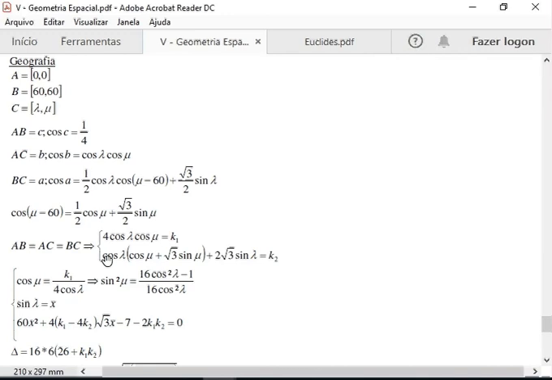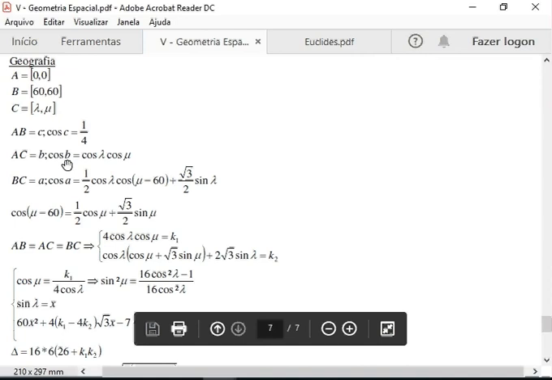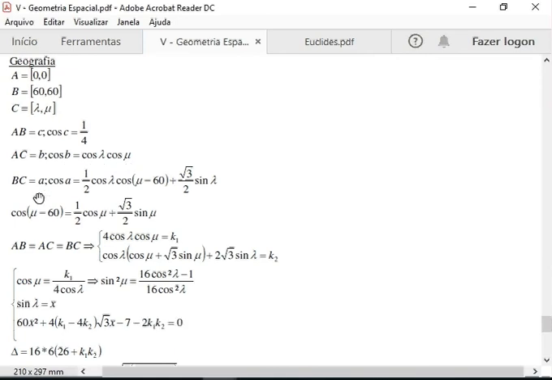AB equals C, AC equals B, BC equals A. By our known formula, the cosine of C is 1/4. The cosine of B is cosine of lambda, cosine of mu. And the cosine of A is 1/2 cosine of lambda, cosine of (mu minus 60 degrees), plus the square root of 3 over 2 sine of lambda. How do you become convinced of these formulas? You have to calculate the arcs.